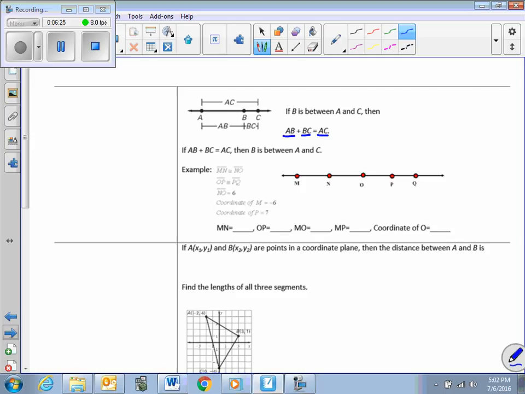Let's do an example here. This is a little bit hard to see, but what this first statement says is that segment MN is congruent to segment NO. So I'm going to put a little mark here. MN is congruent to NO. We'll use one mark for that. This says that OP is congruent to segment PQ. So for OP, I'll put 2 marks. OP and PQ are congruent.